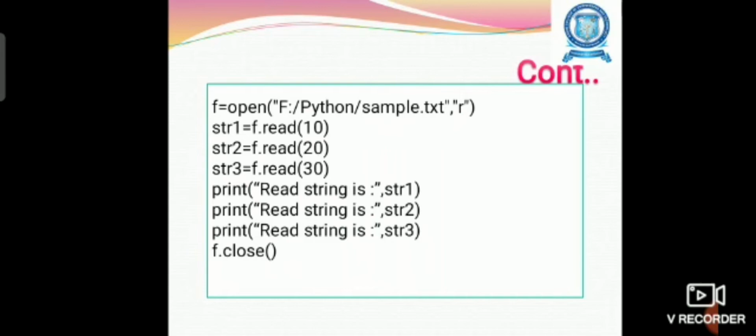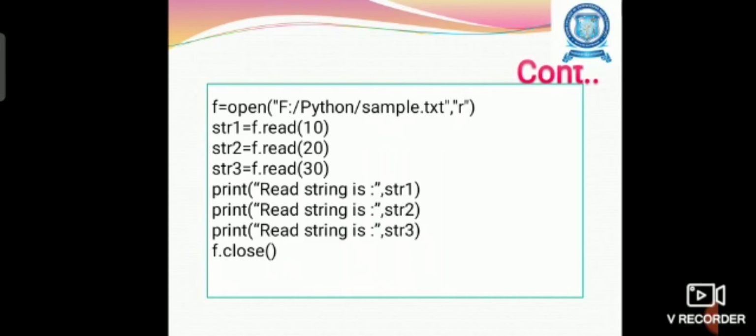Again we are doing the same read operation: str2 equal to f dot read of 20. After reading the first time, the file pointer will be at the 11th character of the file. Now from the 11th character, during the second read operation, the data will be read out up to the 20th character. So the 11th character to the 20th character will be read out and stored into the second string variable str2.